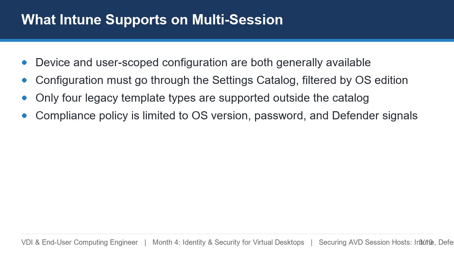Intune support for Windows Enterprise Multi-Session is real but scoped. Both device and user configuration are generally available, but you configure almost everything through the settings catalog filtered to the Multi-Session OS edition. Outside the catalog, only Trusted Certificate, SCP Certificate, PKCS Certificate, and Device Tunnel VPN templates are supported. And compliance policy is limited to a specific subset: OS version bounds, password settings, and Defender anti-malware, firewall, and antivirus signals.